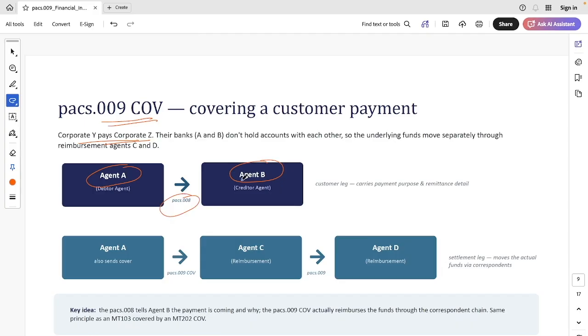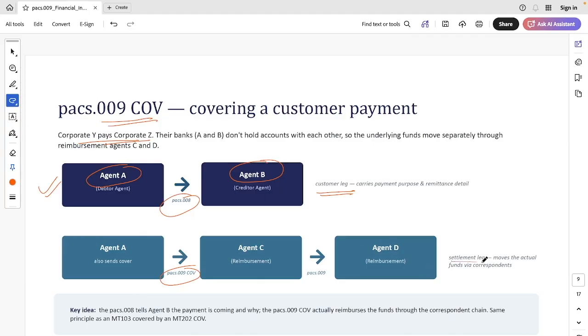So even though agent B receives the customer payment instruction, the actual money may need to move through reimbursement agents or correspondent agents. This is where pacs.009 cover comes into the picture. The flow has two legs. The first leg is the customer instruction leg. Agent A sends pacs.008 to agent B. This tells agent B that my customer wants to pay your customer. Here are the customer details, purpose, remittance information, beneficiary details.